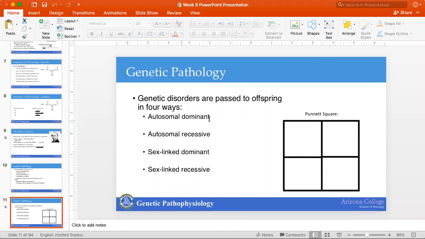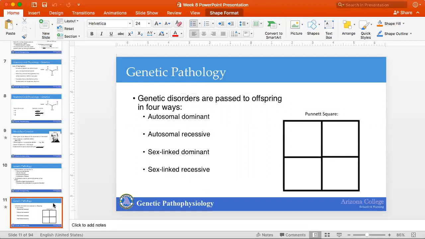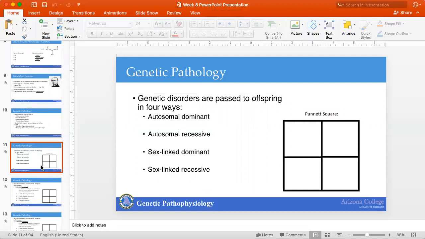Autosomal dominant means that you receive a particular genetic disorder from both of your parents. So you receive this trait from mother and father. Autosomal recessive, meaning that you're receiving it from just one of them. Same thing for the sex-linked. Sex-linked dominant, meaning that you are receiving both of these from your parents, and sex-linked recessive, you're receiving one of them. One of your parents passes that information on to you.